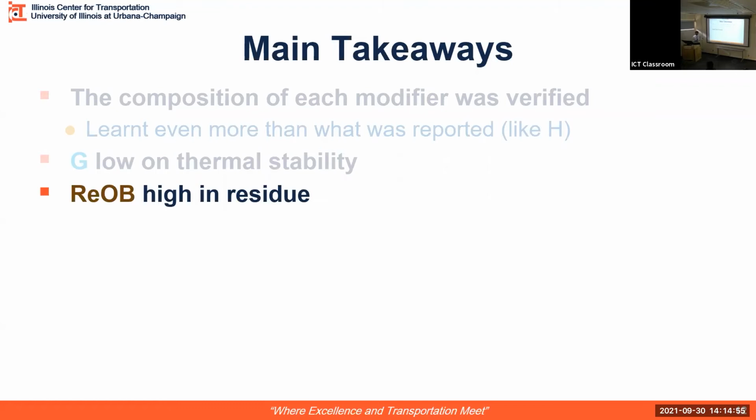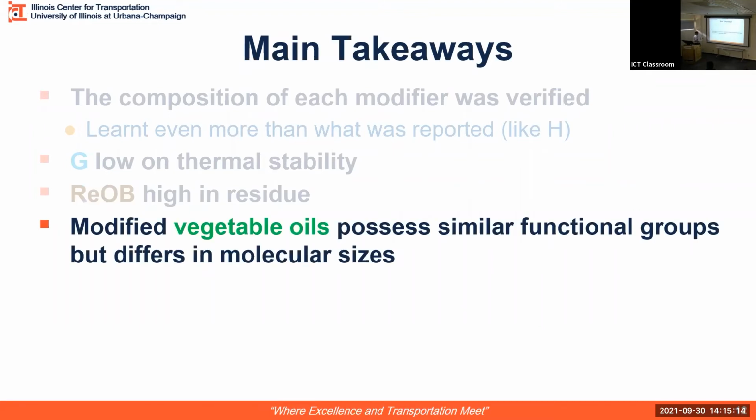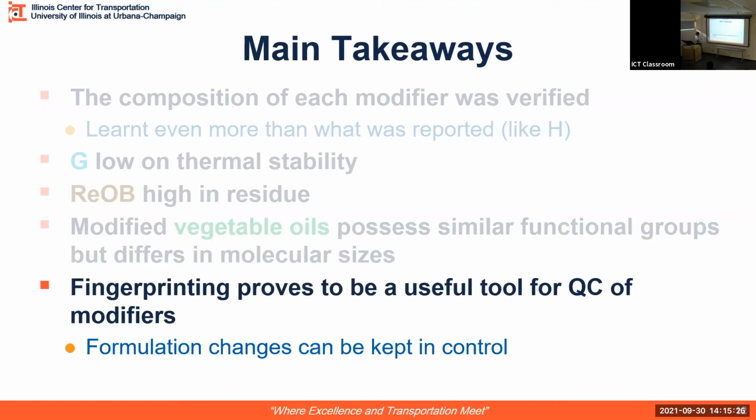Rheology had a significantly high residue, which we can assume has a rock-like behavior. It's not soluble in typical asphalt solvents. It doesn't have typical solubility like asphalt. The residue may have issues with compatibility. And most of the vegetable oils were similar in nature. However, the molecular sizes show that within the bunch of vegetable oil-based modifiers, there are differences, and that can affect performance as we move forward.